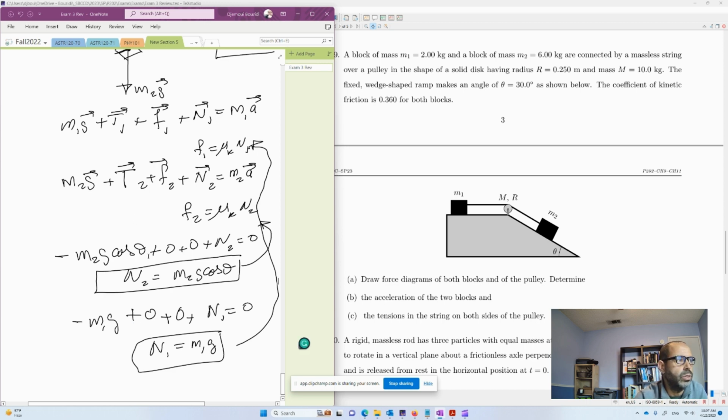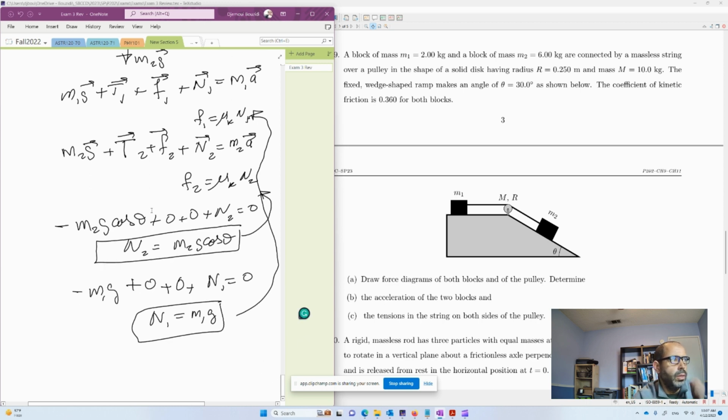The other two directions should give me the relationships I need. So on the incline, what I'm going to find is, first of all, M2G will have a positive M2G sine theta. That's the component along the incline of the weight. The tension is negative T2. The friction is negative F2, and there is no normal component in this direction. And of course, it's M2A in magnitude.